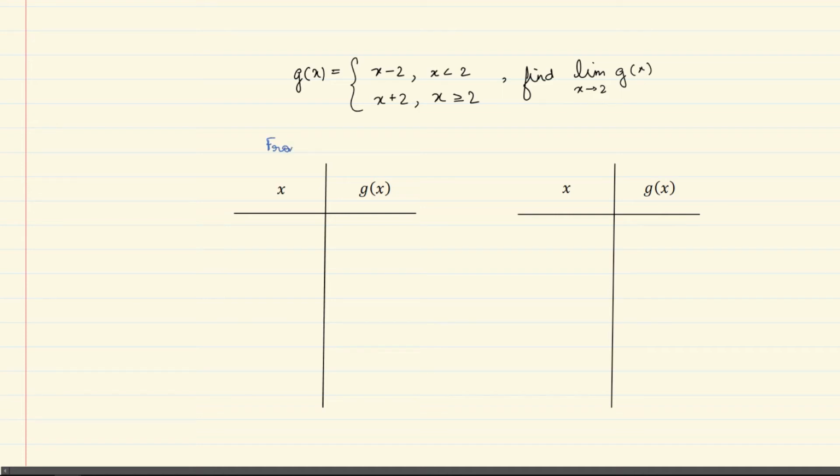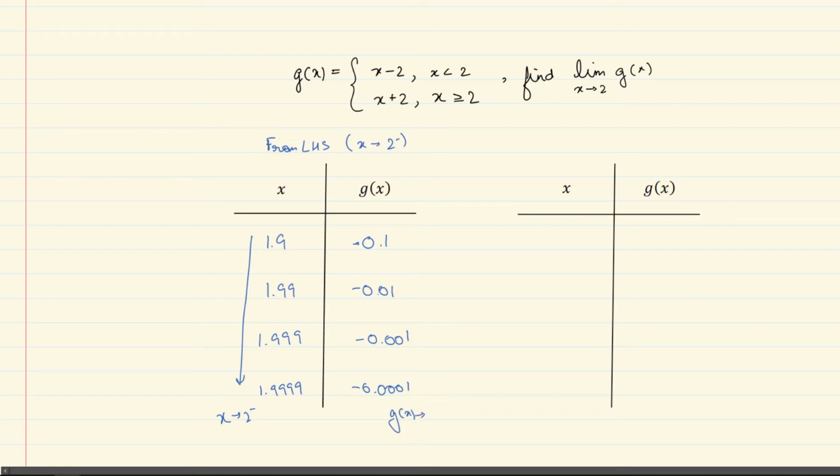So as x approaches 2 from the left, we can plug in the values 1.9, 1.99, 1.999, and 1.9999, and plugging them into the function g of x, we get negative 0.1, negative 0.01, negative 0.001, negative 0.0001. So we can see that as x is approaching 2 from the left, g of x is approaching 0.